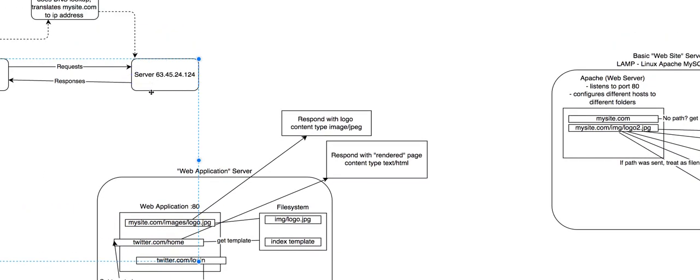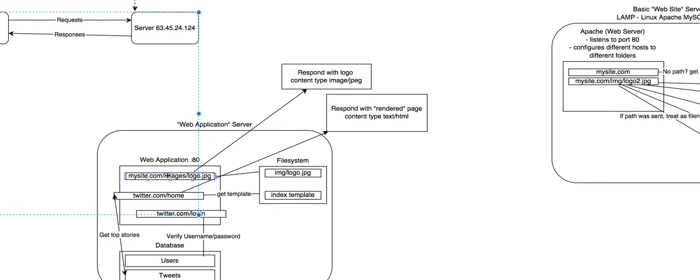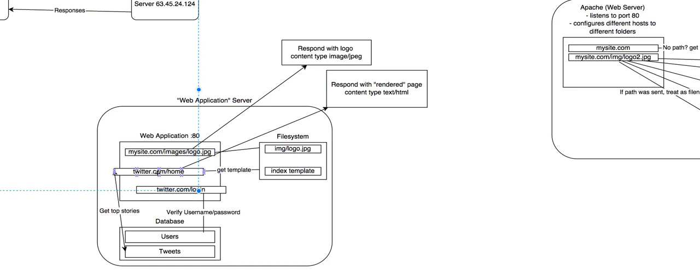So now when requests come to my IP address from this machine, this web application will pick up on them. What are they looking for? They're looking for twitter.com. Okay, my twitter.com homepage is not just an HTML page. It has all the tweets baked into it. So first I'm going to go to my database, which would be something like MySQL or MongoDB, and say: give me all the tweets from this user's timeline.